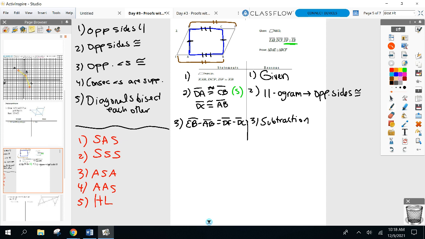Okay, subtraction. And what always comes next? Yeah, okay, I'm not changing that just because we're in the 6th unit. Substitution to say, what do we got? AE congruent to CF. Another pair of sides. Great job, everybody. Great job. You got 2 pairs of sides.